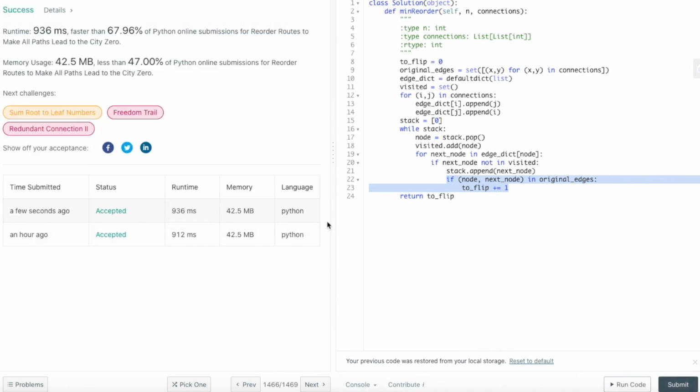we see that this is accepted, and the runtime is going to be O of n, because each of these operations is O of n, and then we do a DFS and we touch each node exactly once, so that's also O of n. And then the space complexity, this takes O of n space, this takes O of n space, and the stack will also be O of n space.